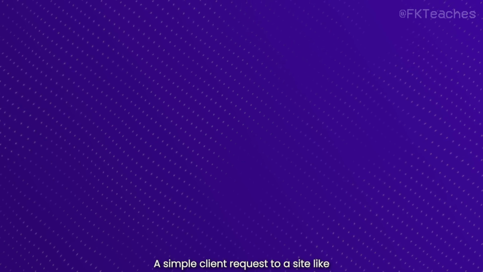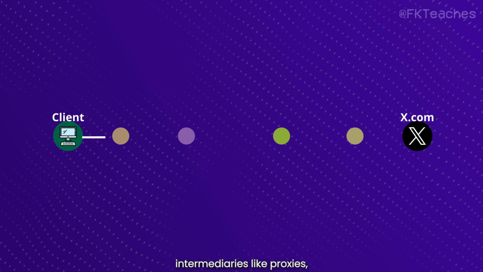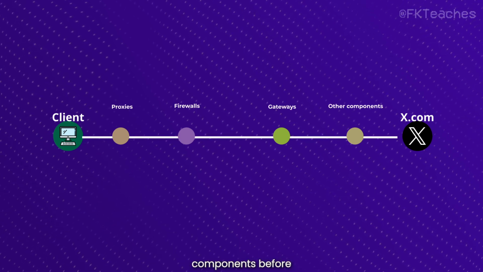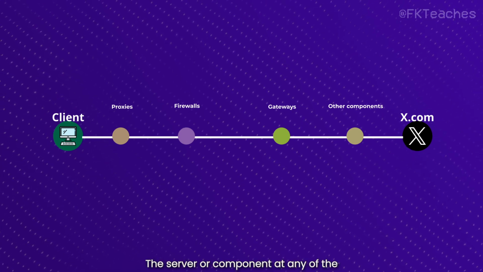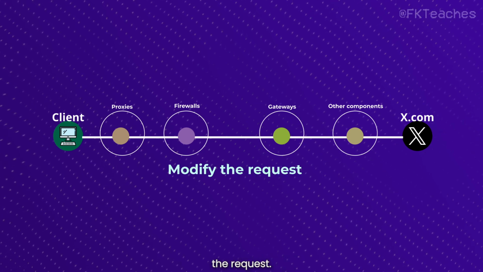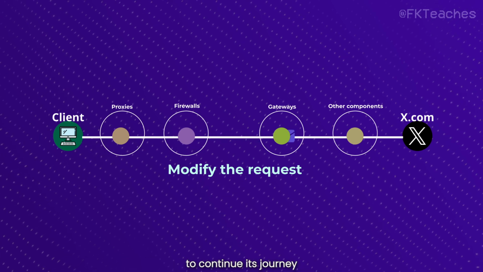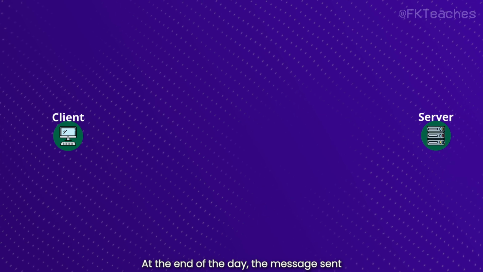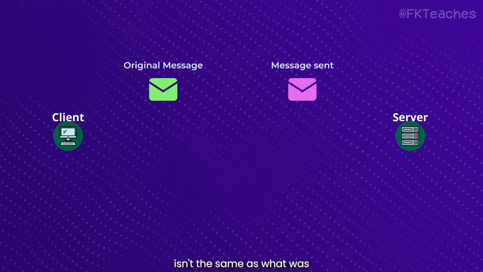A simple client request to a site like x.com passes through intermediaries like proxies, firewalls, gateways, and other types of components before eventually getting to the destination server. The server or component at any of the stops the request makes has the ability to modify the request. This is often done to prepare the request to continue its journey to the target destination. At the end of the day, the message sent, while not lost, often isn't the same as what was originally sent.